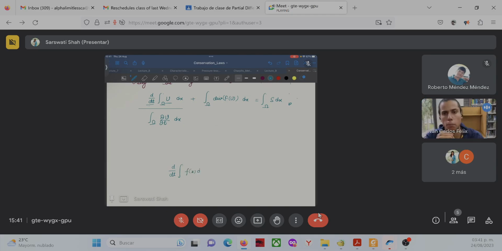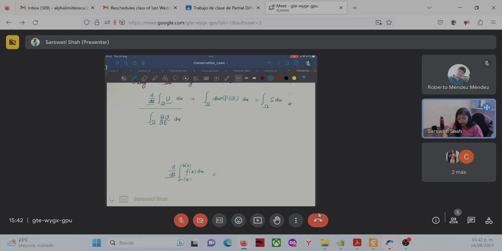Isn't it the Barrow rule or something like that? Sorry? The Barrow rule. Not that. Its name is the fundamental theorem of calculus. I don't know how we are calling the value.